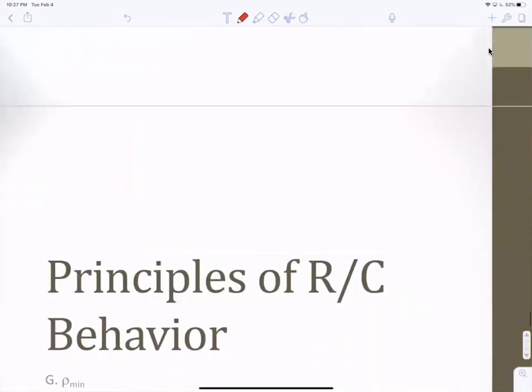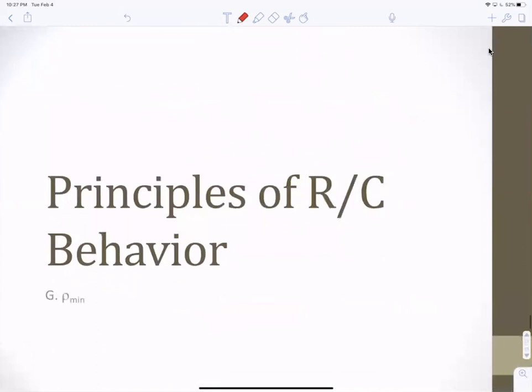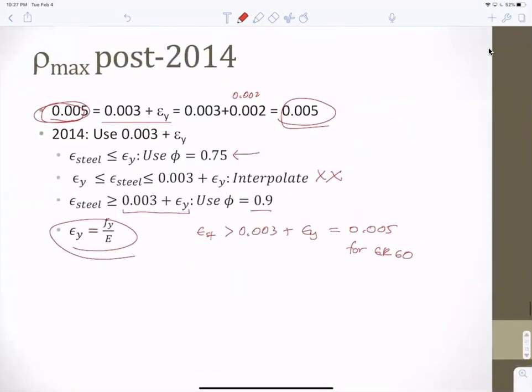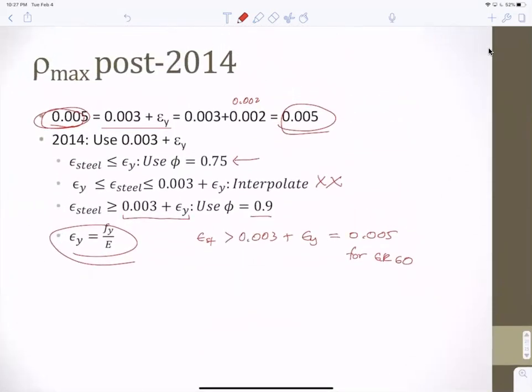Okay. So on the next video, we're going to talk about the minimum amount of steel. So this is the maximum amount. Make sure the strain in the steel is at least 0.005. The next video is going to talk about the minimum amount of steel.